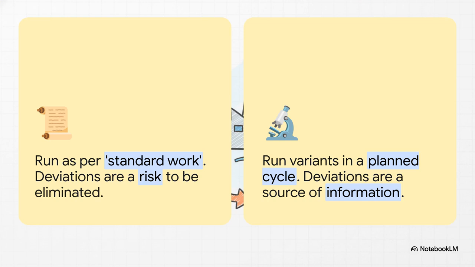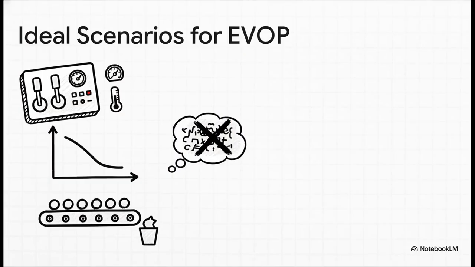A traditional static operation runs on standard work. The whole goal is consistency, right? Any deviation is a risk you want to stamp out immediately. But with EVOP, that thinking is totally flipped. Deviations aren't risks, they're planned, they're controlled, and they are treated as a critical source of information. And what this does is it fundamentally breaks down that wall between production and R&D, merging them into one single powerful continuous improvement engine.